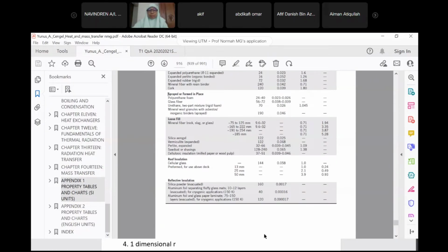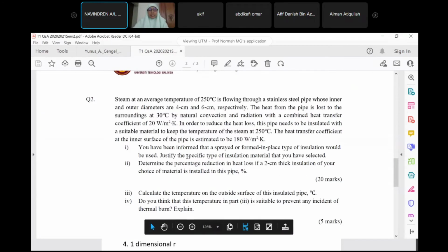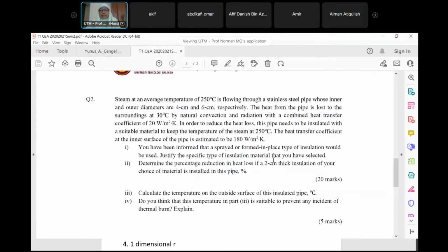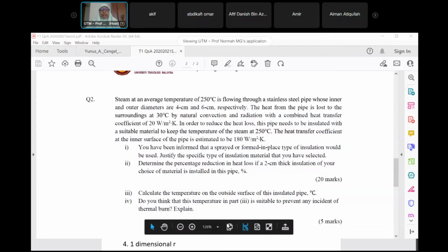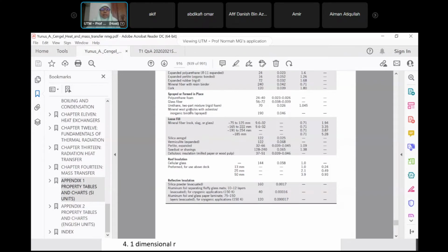Let's see the question again. Justify the specific type of insulation material that you have selected. Give you a choice. So you went back and check, so you have polyurethane, I have glass fiber, I have urethane, I have mineral wool. I have 4 choices.